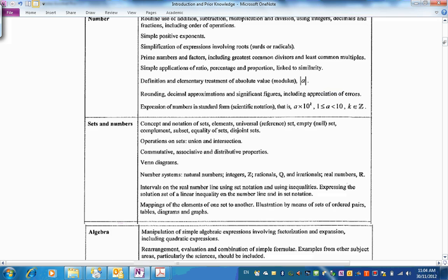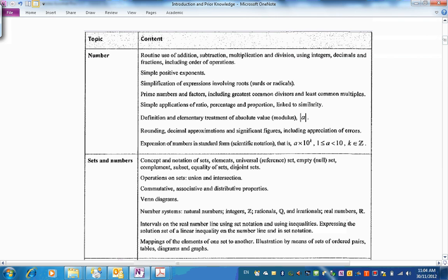We'll just read through it together, and there are some major differences between what the IB expect and what many schools in Australia are teaching prior to the start of this course in about Year 11. I think we can give a tick to most of these things here: routine use of addition, subtraction, multiplication and division using integers. This line up here, simple positive exponents, not too bad. Simplification of expression involving roots, square roots or radical signs. Could be a question mark there for some people.